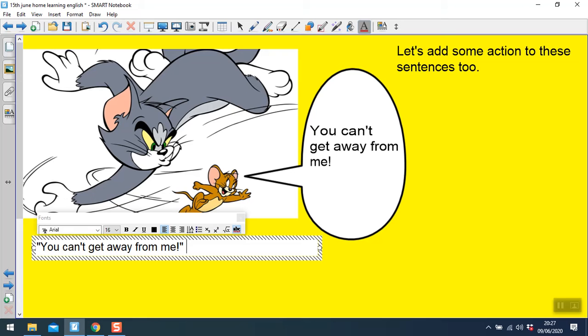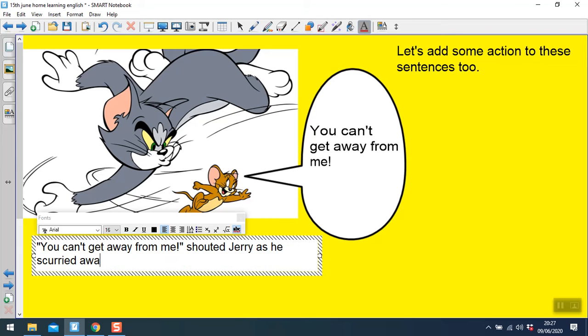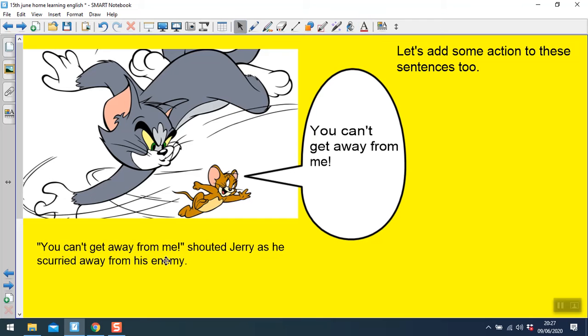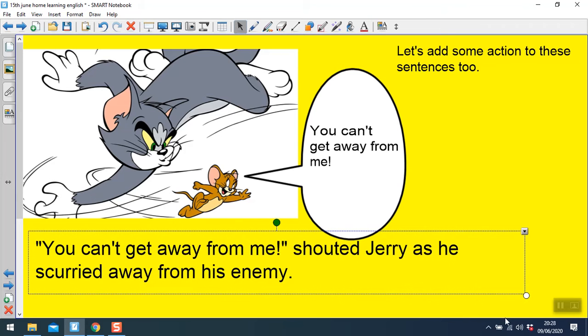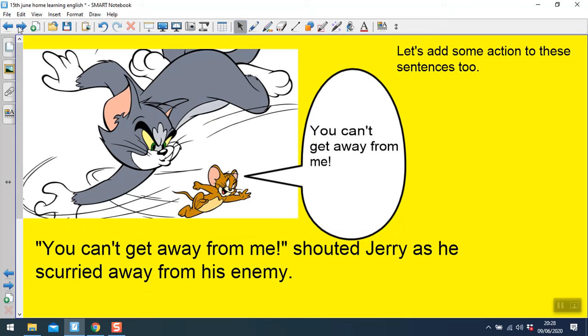So "you can't get away from me," shouted Jerry. And what is he doing? He is sprinting away. Shouted Jerry as he, I'm going to say scurried, because that's what a mouse would do, as he scurried away from his enemy. Full stop at the end. So "you can't get away from me," exclamation mark, close inverted commas, shouted Jerry as he scurried away from his enemy. So the most important thing is that I remember my inverted commas, capital letter, punctuation before the inverted commas close, and then a full stop at the end.